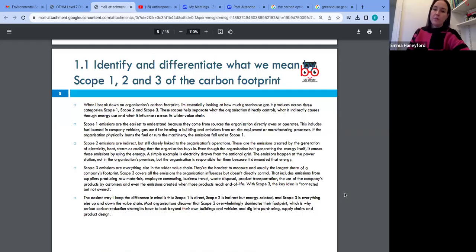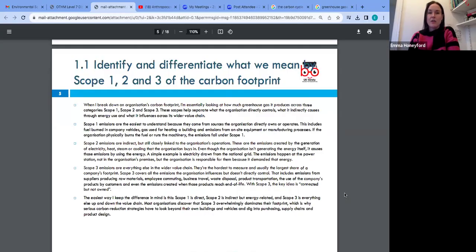So the second scope area is emissions that are indirect but closely linked to the organisation's operations. These are the emissions created by the generation of electricity, heat, steam, or cooling that the organisation buys in. It doesn't directly control it, it sources it from another energy supplier, for example. Even though the organisation isn't generating the energy itself, it causes those emissions by using the energy. A simple example is electricity drawn from the national grid. The emissions happen at the power station, not on the organisation's premises, but the organisation is still responsible for them because it sourced that energy.